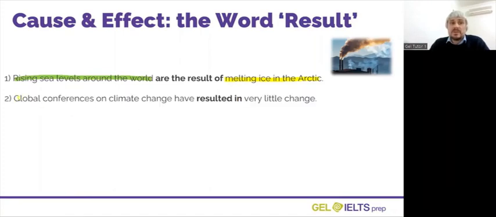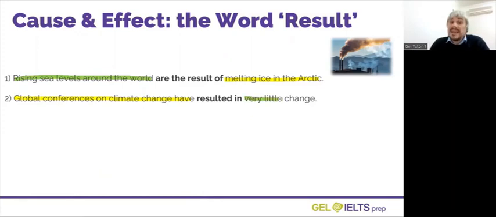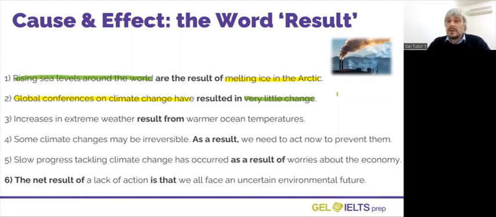Sentence number 2 introduces the cause first. "Global conferences on climate change have" and then it introduces the result, "resulted in very little change." So there are different phrases using the word "result," and the order of cause and effect can be different. Let's look at some more sentences now. Look at the next question below the video and choose the correct sentences from 3 to 6 which introduce the effect before the cause.